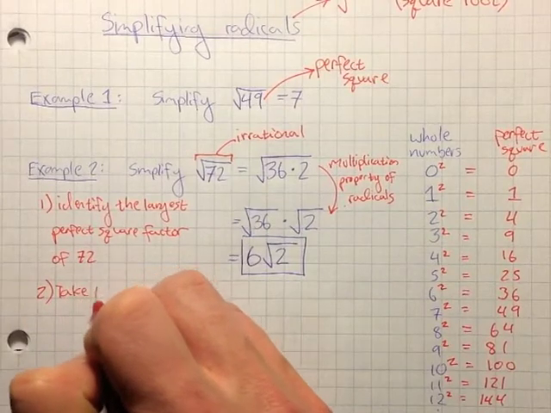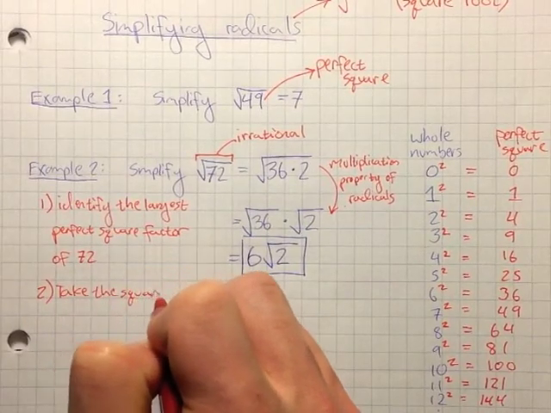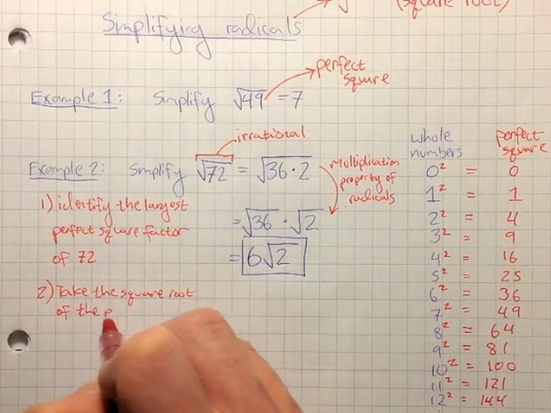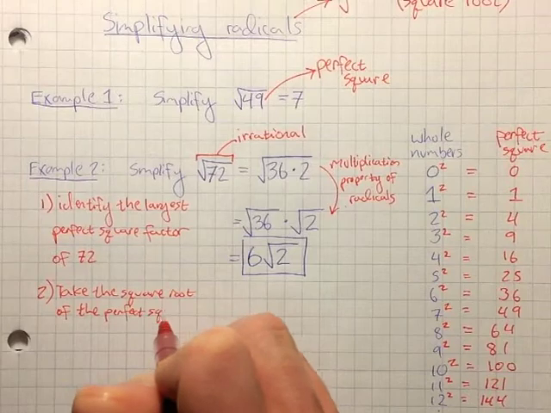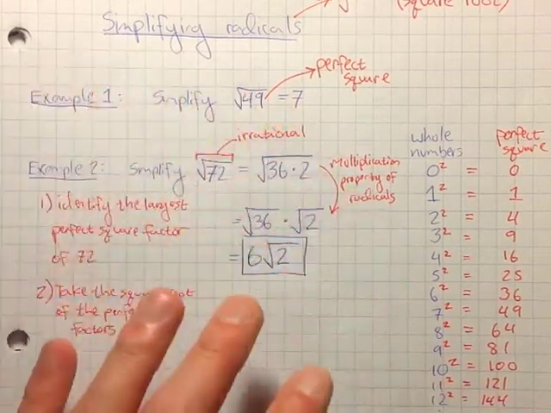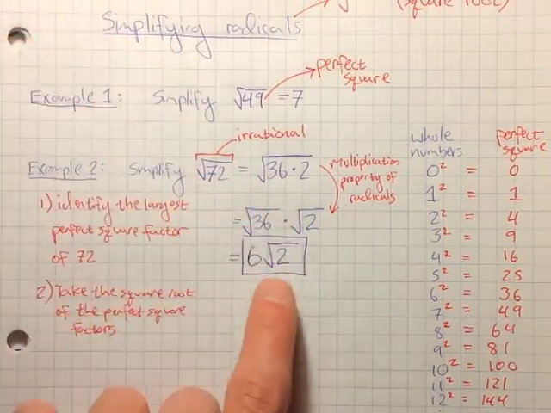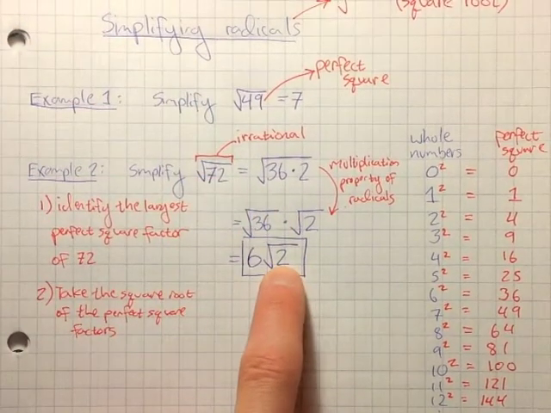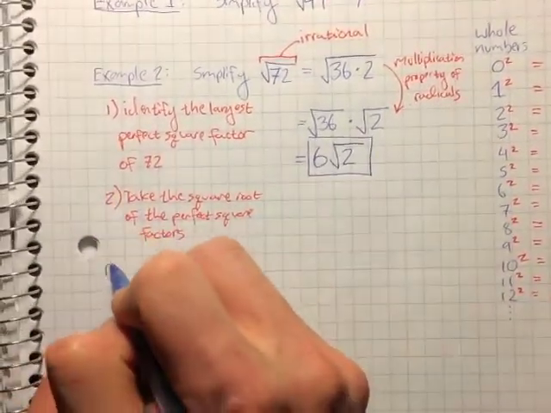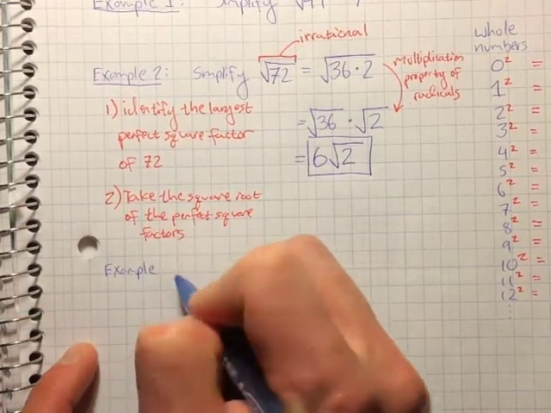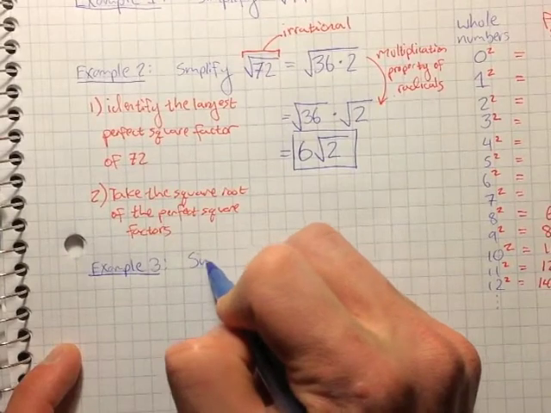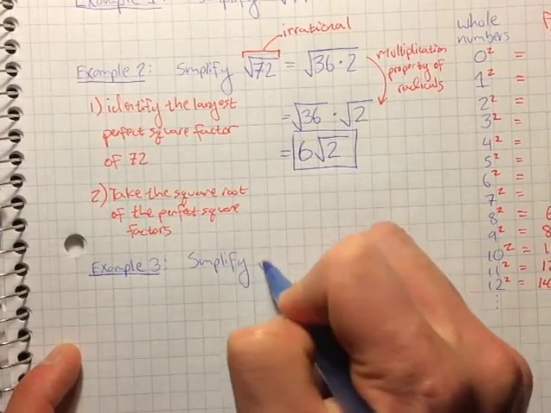Then take the square root of the perfect square factors. Okay? But just remember that the overall goal of simplifying radicals is to make the number inside the radical as small as possible. All right? So let's just look at another example of this. This is an objective that you really just need to see in a lot of examples, and you just need to practice. So how about simplify square root of 160?